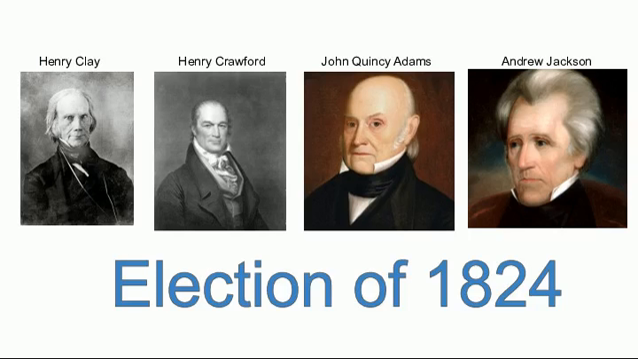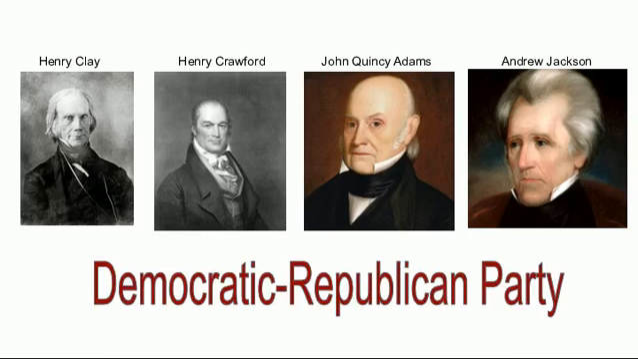Now, remember all that happy-go-lucky feelings? Now they're all going to be destroyed. So the election of 1824 is when all that happiness and joy is going to end. Now, the four people you see above are all going to run as Democratic Republicans. So the first thing you need to know about this election, everybody was a Democratic Republican.